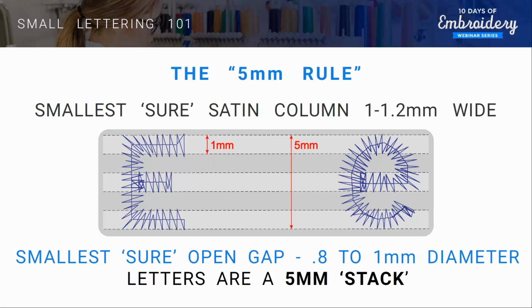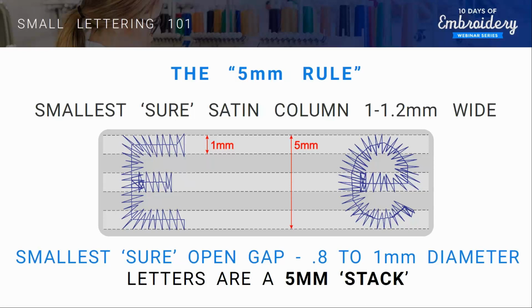Now there are some letters, like a lowercase o, that only have 3 columns. It's got the column and the gap and the column if you're talking vertically. However, the letters that have the most columns, like the E, like the G, like a lowercase g perhaps, or like this capital E, are going to be 5 millimeter stacks. So that's why we have the 5 millimeter rule. Same thing with the crayon rule.